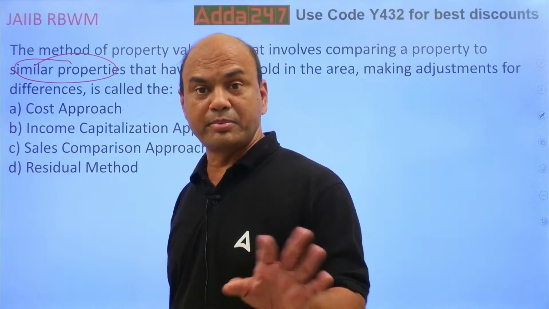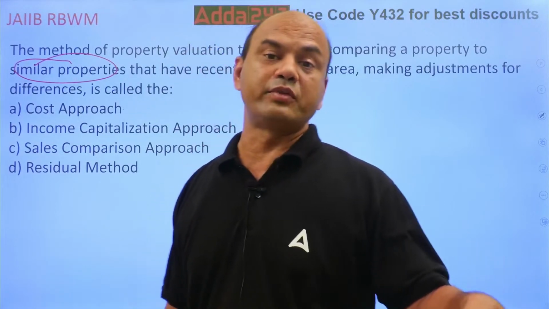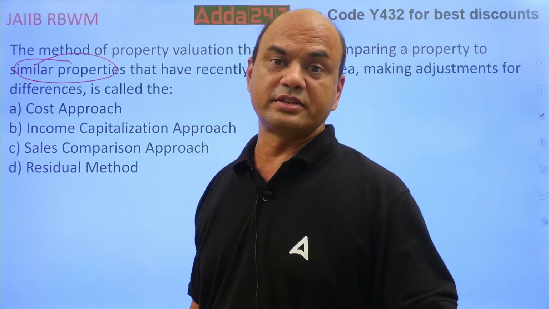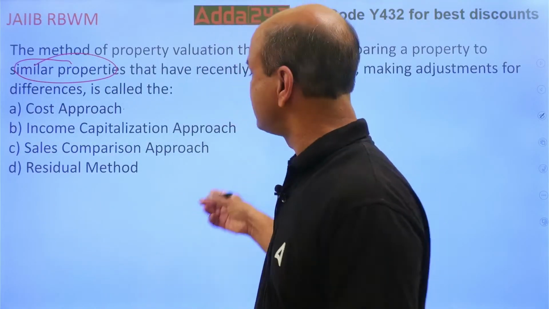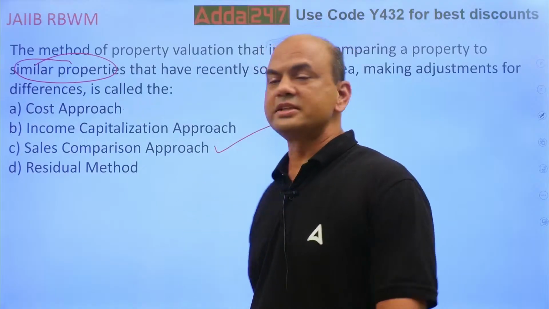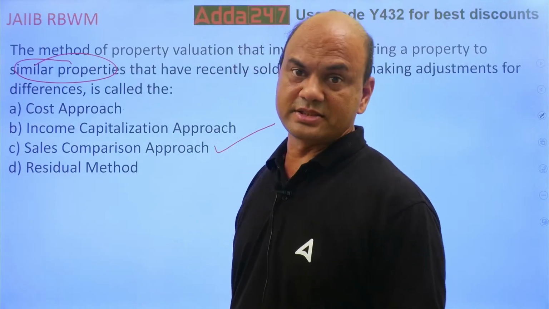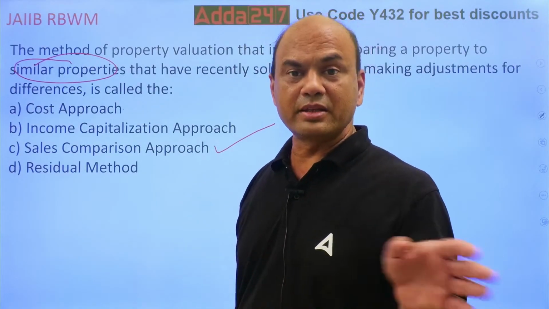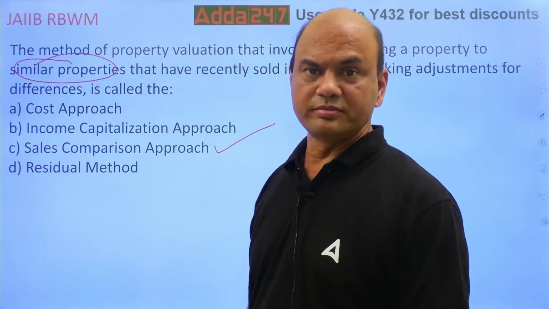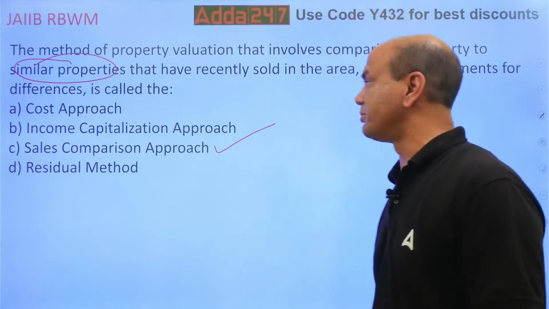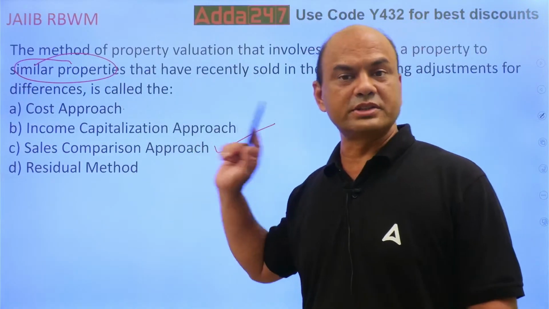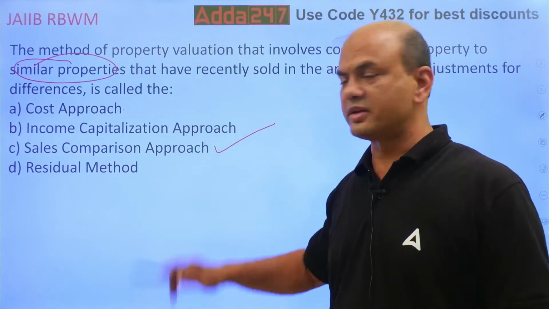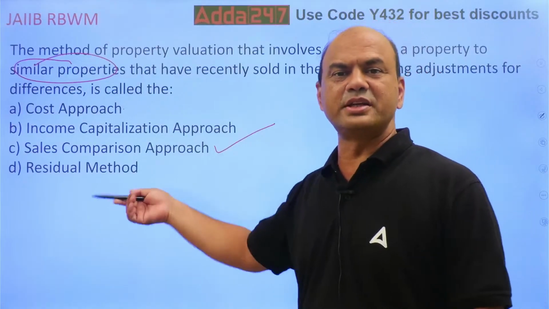Similar properties, comparing. My neighboring flat was sold for 80 lakhs, so I'll also sell mine for 80 lakhs. Simple. That is the sales comparison approach. In this, you always compare the properties. Got it? Sales comparison. Income capitalization is separate, cost approach is separate, and residual is altogether separate. That is used in depreciation.